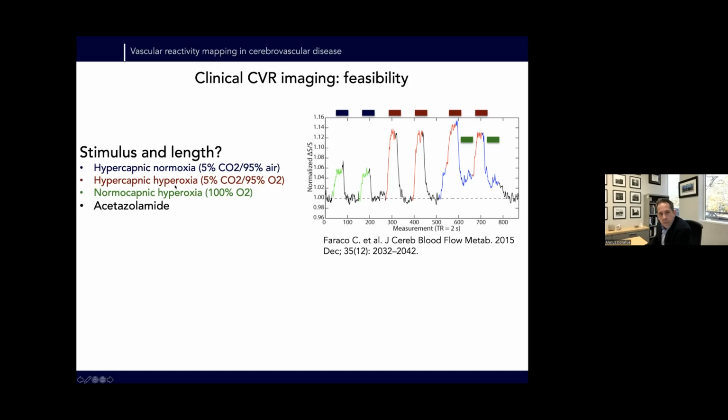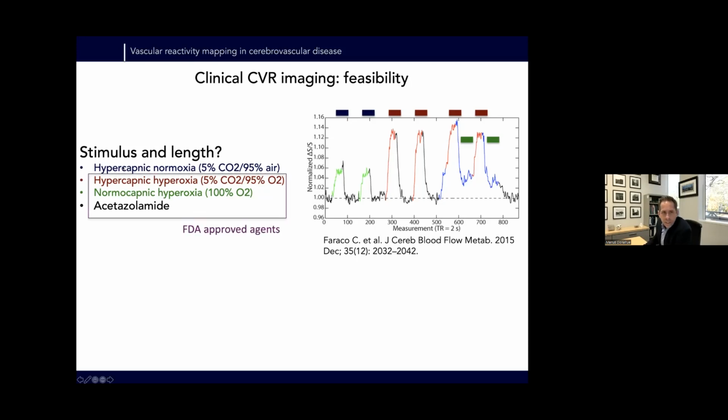You can also give hypercapnic hyperoxia. That's a little bit more complex. That's 5% carbon dioxide and it's balanced with oxygen. That'll give you a larger BOLD response because you also get this non-specific response from oxygen binding in the veins. And then you can also give just extra oxygen and so forth, which will also raise your signal in a way that's largely unrelated to reactivity. And then you could give something like acetazolamide.